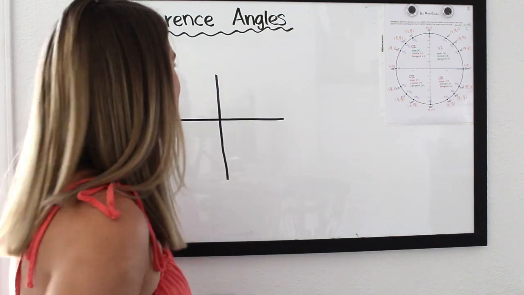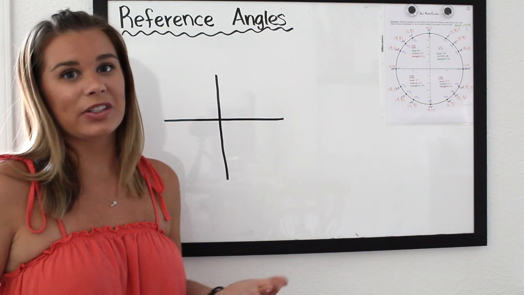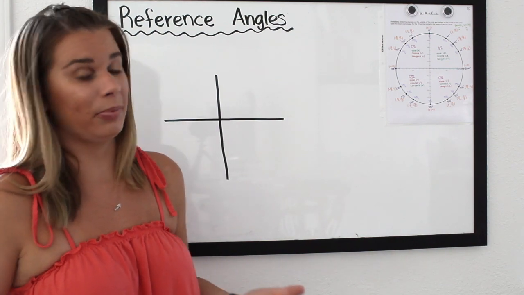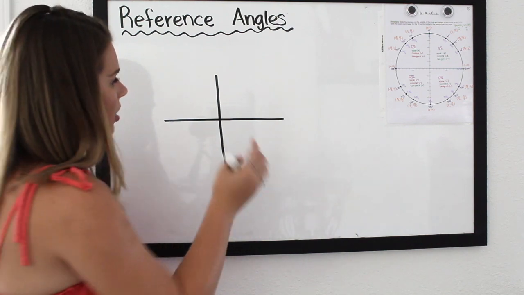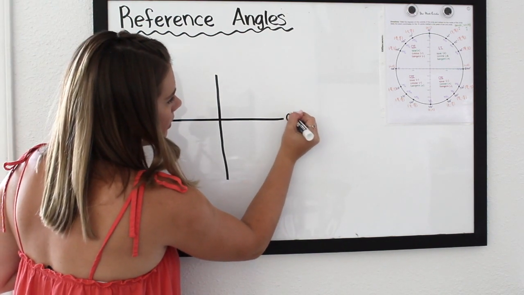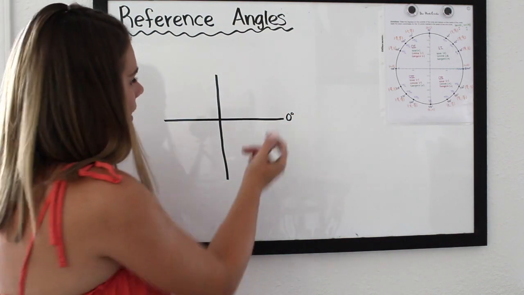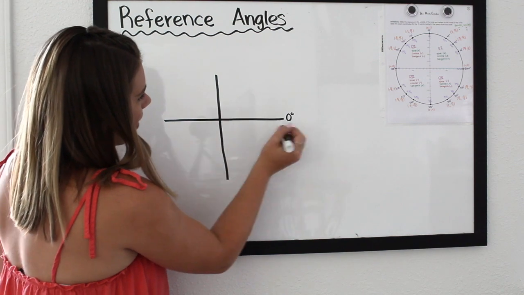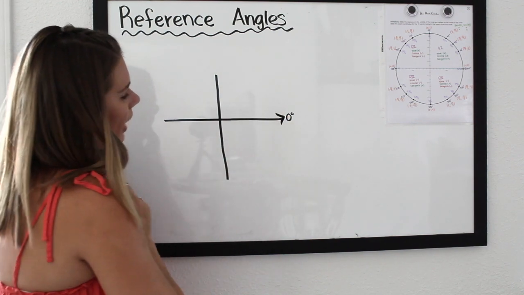Okay, so first off, when we are using reference angles, we first need to remember how to plot an angle on a graph like this. So we always start on the positive x-axis. This is our 0 degree point, or 0 radians. This is almost like the first part of your angle.